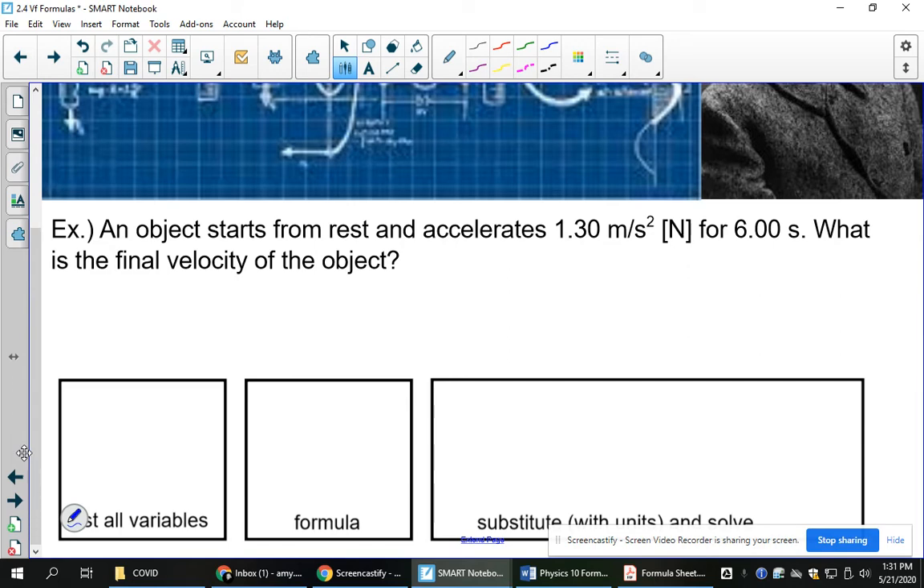An object starts from rest and accelerates 1.30 meters per second squared north for 6 seconds. What is the final velocity of the object? This is another example where we're given two numbers on the paper, but we're actually given three numbers from one of the words in the question. Now, it doesn't have the word from the previous question, stopped, but it does have something that means the object has stopped. It has this word from rest. If this object is at rest, that means it has a speed of 0. Its initial speed is 0.